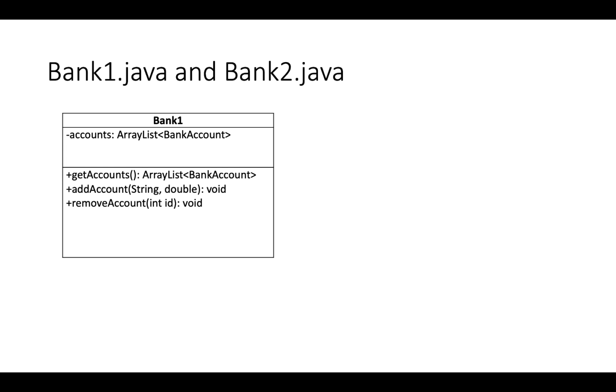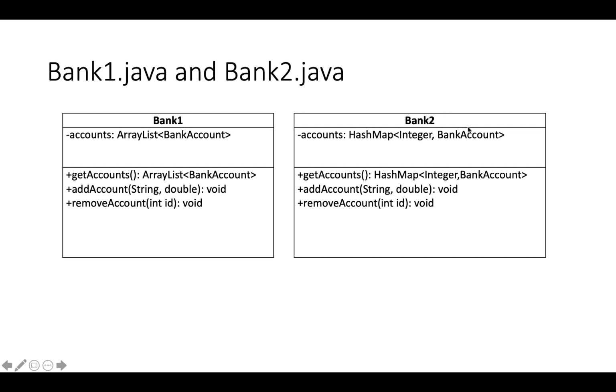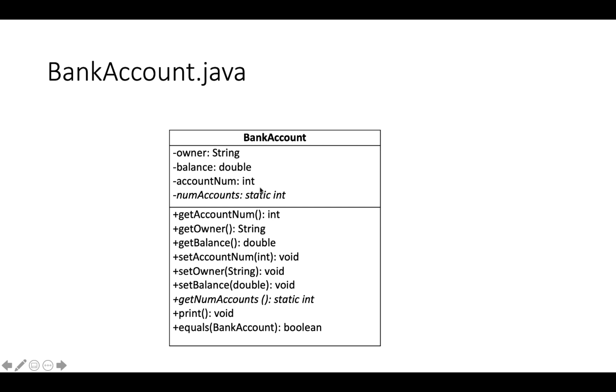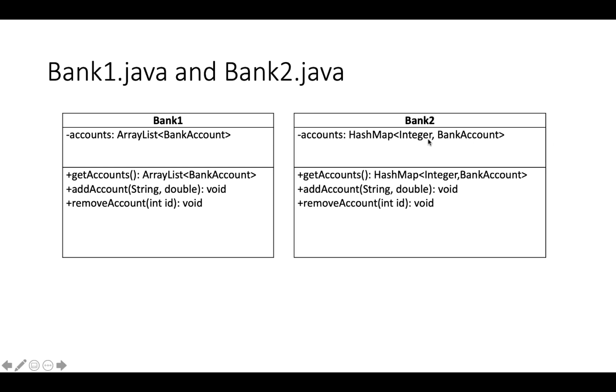Bank2 is going to be exactly the same, except Bank2 is going to use a hash map to store these bank account objects. This hash map is going to map each bank account object to an integer, which is its account num. Again, going back, each bank account has a unique account num that we created and implemented in the last video, so it's going to map the account number to the bank account. The methods are going to be the same, except they are going to work with the hash map collection here.